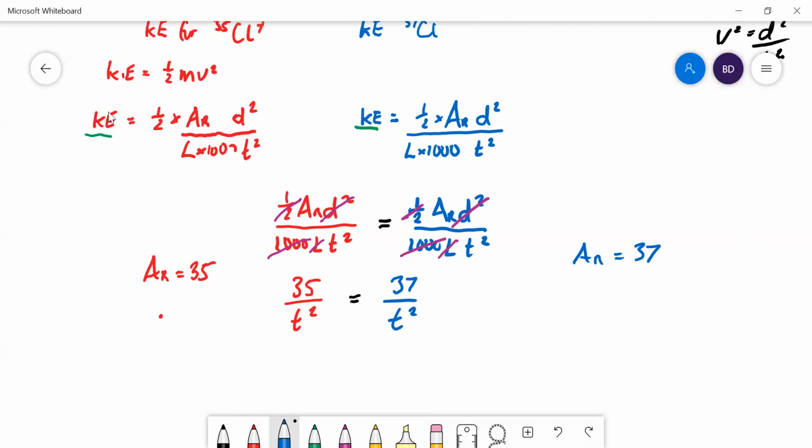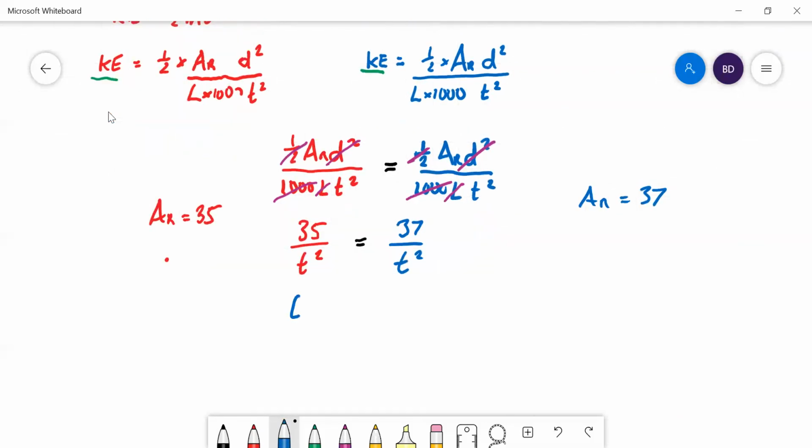Well, we want to find out the time of flight for the blue one, so we just do a bit of rearranging there, don't we? So we get t squared for the 37 is equal to 37 over 35 multiplied by t squared. Now this t squared is in red. It's the time for the 35.